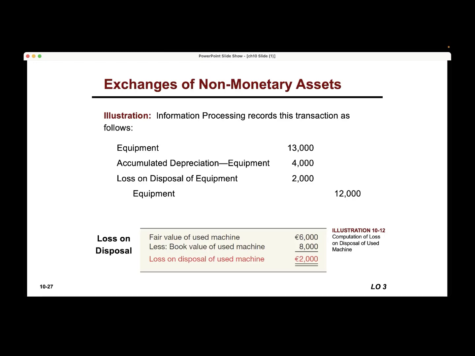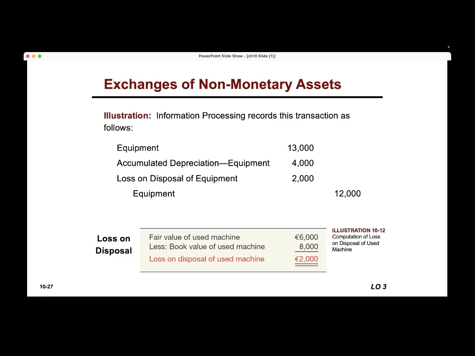One important thing here is that the company records a loss on disposal of equipment. How did we get that number? It is the difference between the fair value of the old asset and its book value. The fair value of the old machine is 6,000 and the book value is 8,000. That's how we calculate the loss. So it is book value minus fair value, 8,000 minus 6,000, which gives us a 2,000 loss on disposal of the equipment.